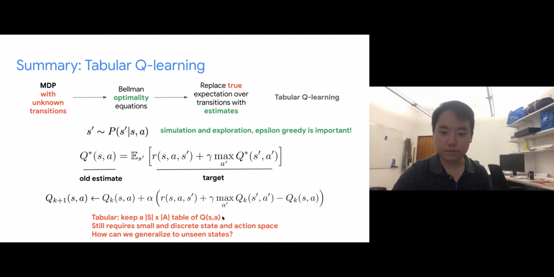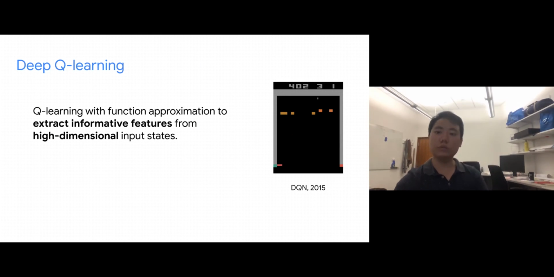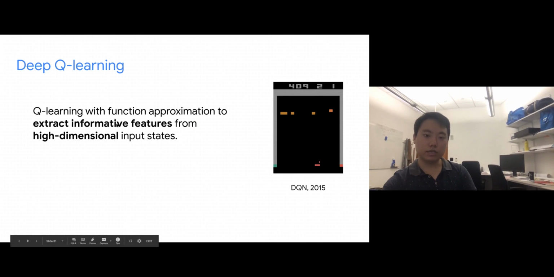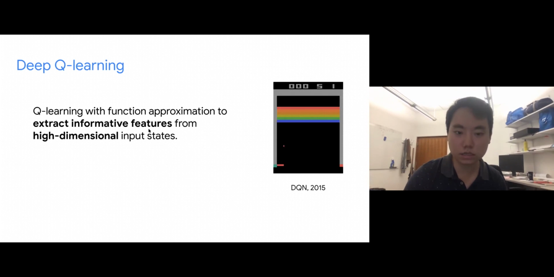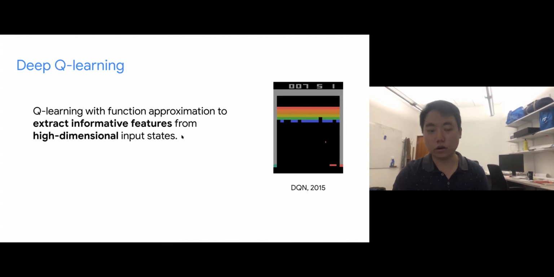So how can we solve that? Now we're going to our last algorithm for the day, and that is extending tabular Q-learning to deep Q-learning. So using these recent deep neural networks with function approximation and combining them with Q-learning. The goal here is to use these neural networks to be able to extract informative features from these high-dimensional input states, such as images, so that you can actually do Q-learning instead of having to iterate over all states and actions.